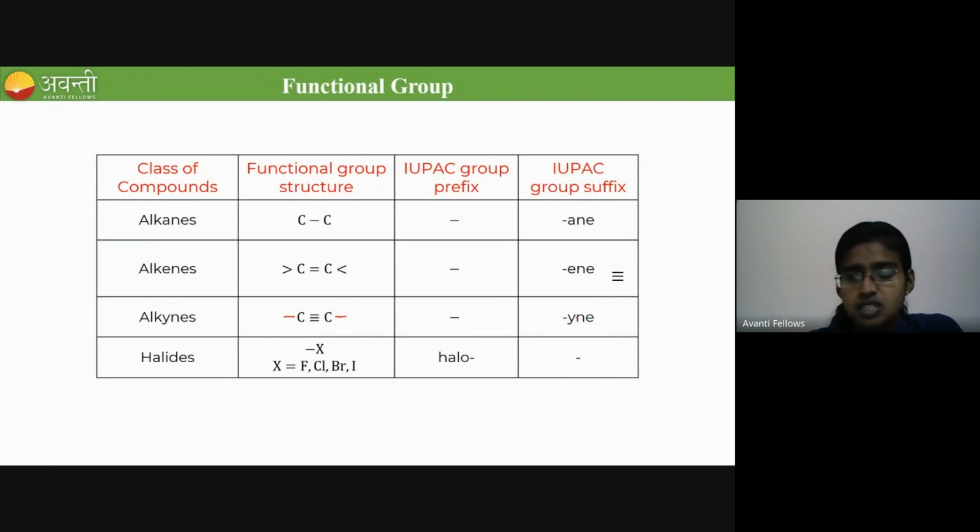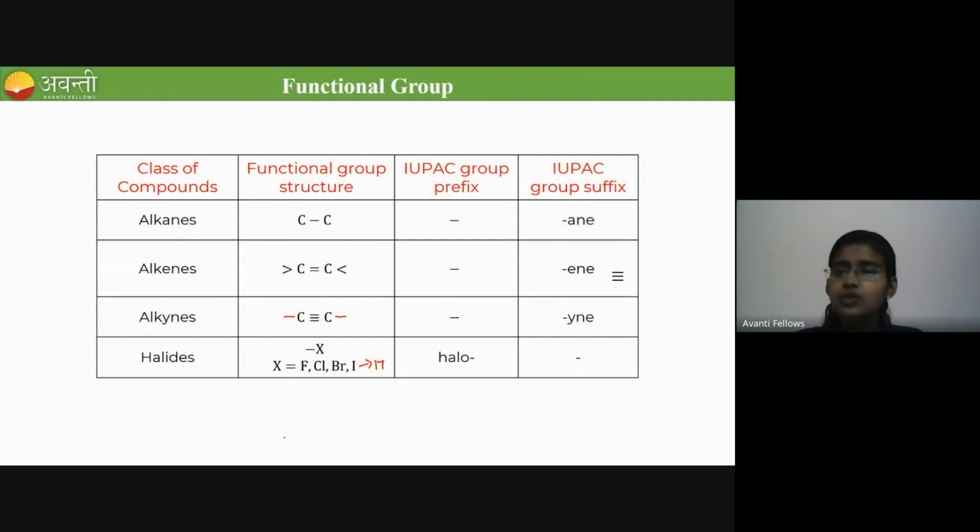Again, the suffix is YNE, there is no prefix. And coming to halides, they are represented by the letter X. Fluorine, chlorine, bromine, iodine are the halogens, which are 17th group elements in our periodic table. And the prefix is halo. Halo means chloro, fluoro, bromo, iodo. Like that you have to use. Okay, so there is no suffix.